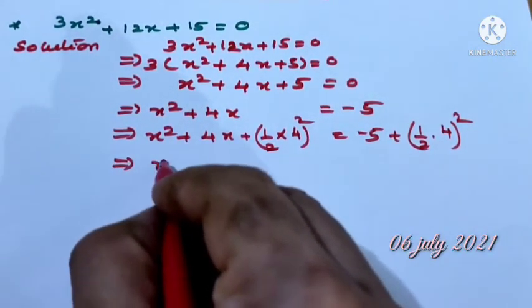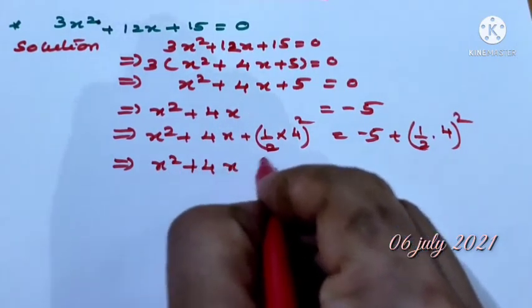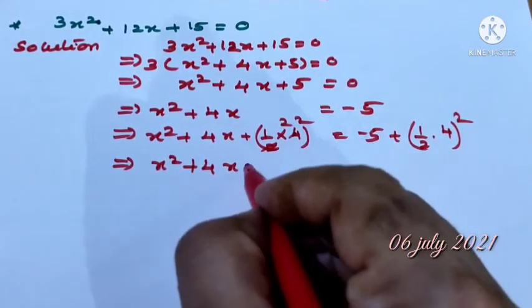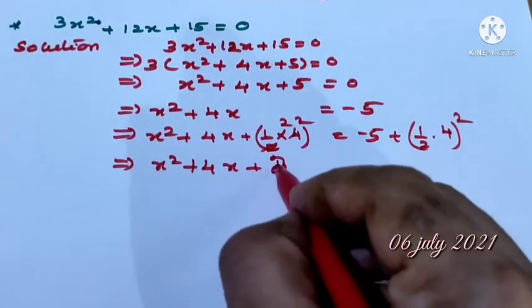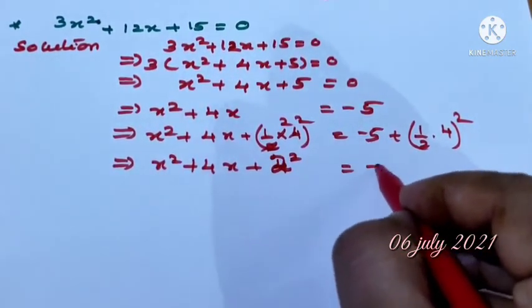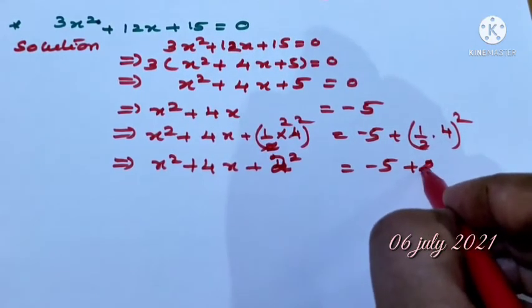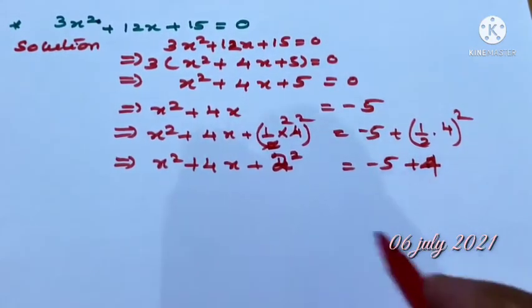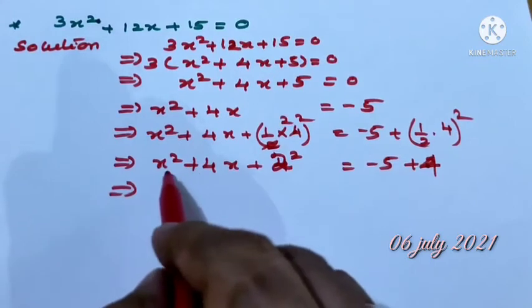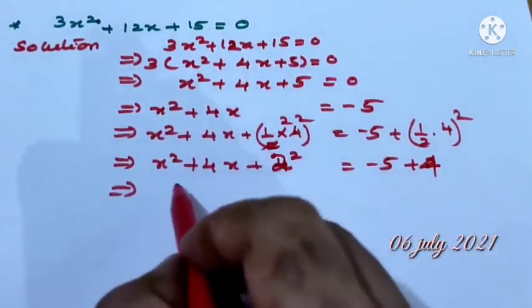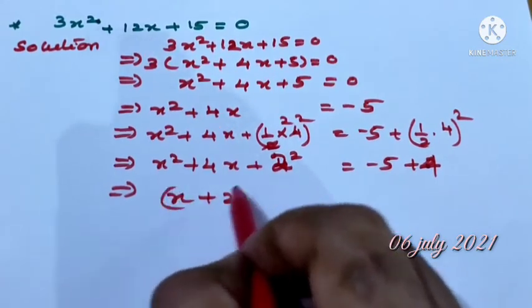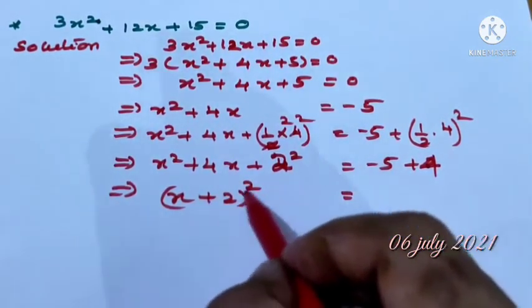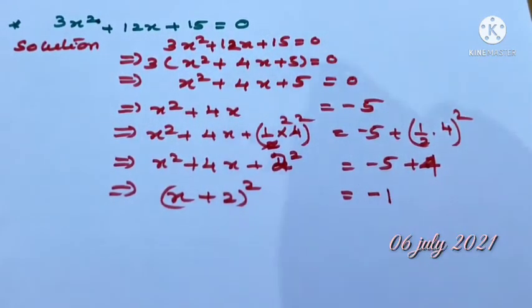So here x square plus 4x, cancel this, it is 2 plus 2 square, that is 4, or I can write it 2 square only, okay, minus 5 plus 2 square, that is 4. So here what is the a plus b whole square term we got? A is x, b is 2, middle term sign is 2, that is x plus 2 whole square, it is equal to minus 1.